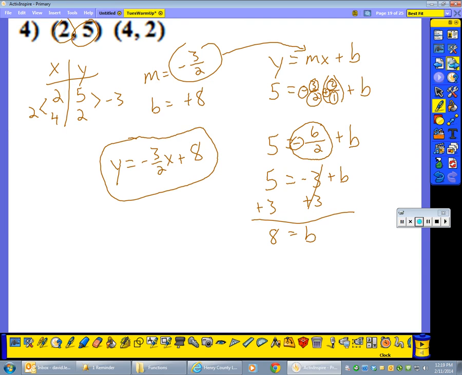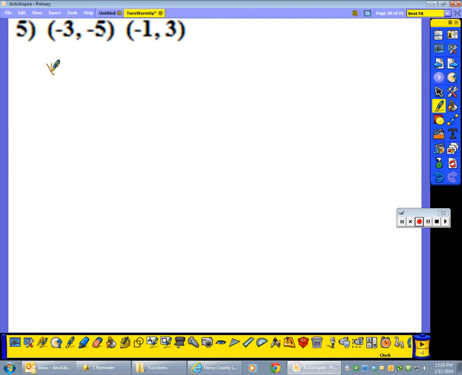Alright, number 5. We have x and y. I'm going to write down my coordinates, -3 and -5, -1 and 3. Let's see, this is changing by a +8. Because if I go from -5 to 0, that's 5, and then from 0 to 3, that's 3, so 5 plus 3 equals 8, so that's an 8. This is changing by a +2, so that means that my slope is 8/2, which will simplify down to 4, a +4.